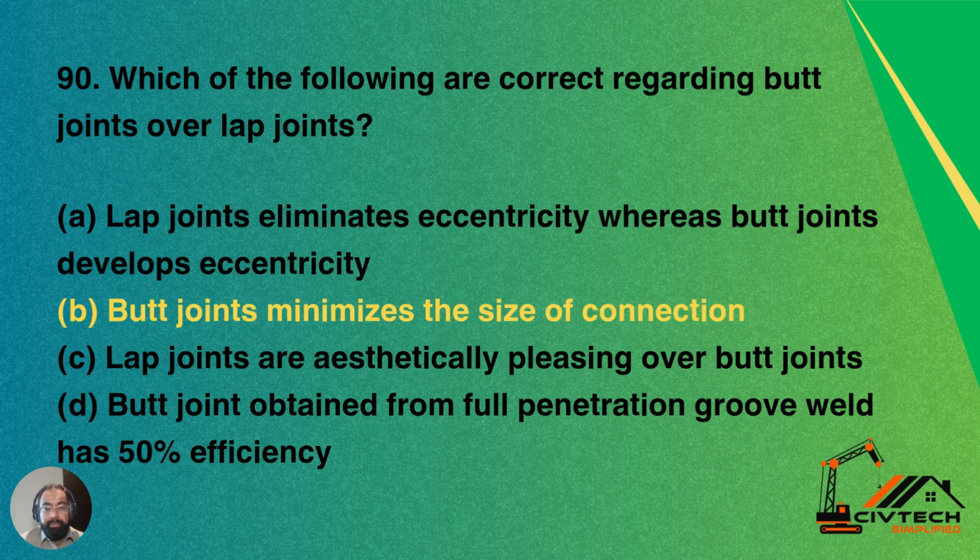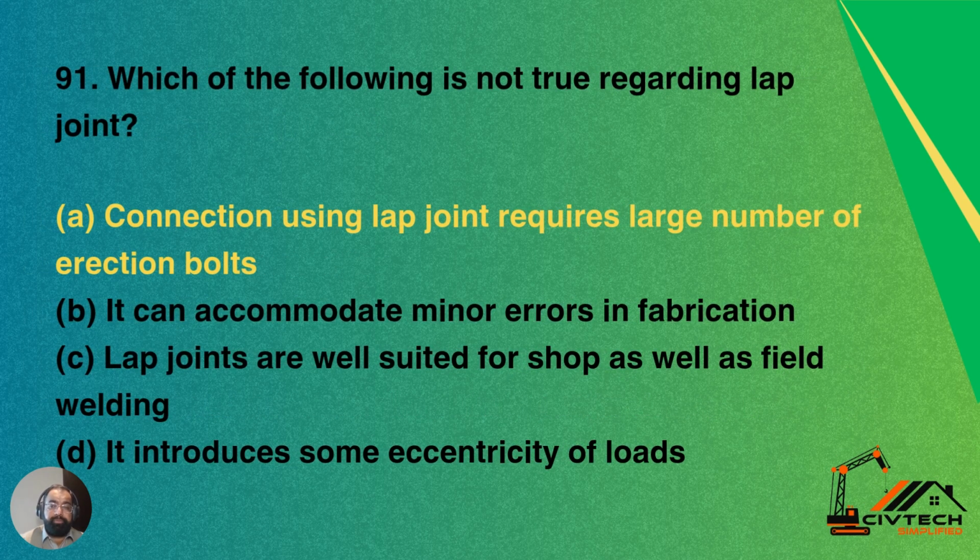C. Lap joints are aesthetically pleasing over butt joints. No, incorrect. D. Butt joints obtained from full penetration groove weld have 50% efficiency. This is also incorrect. So B is the correct answer for this question. Butt joints minimize the size of connection. B is the correct answer.